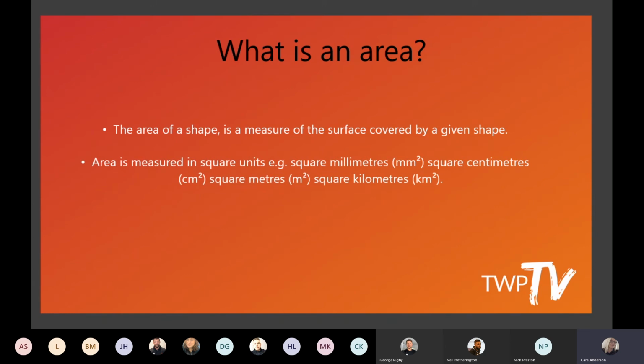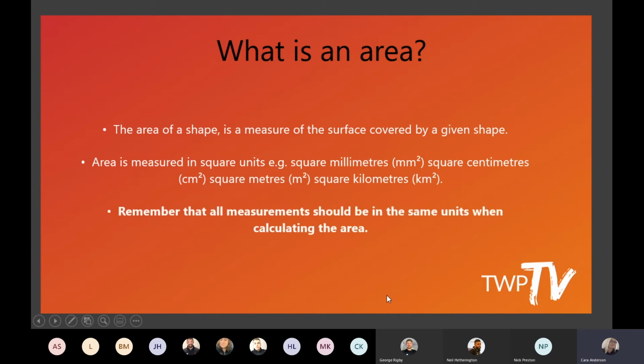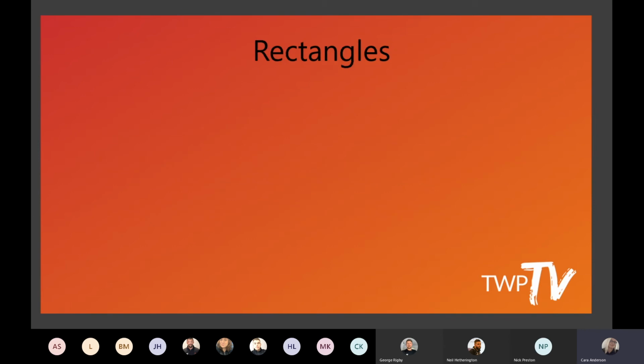So we need to remember that everything in your answers comes out in millimeters squared, centimeters squared, meters squared, or kilometers squared. So the units in the brackets are what should be shown in your answers when you're finally doing your exams. Again, just remember all those measurements must be in the same units when you're calculating that area.